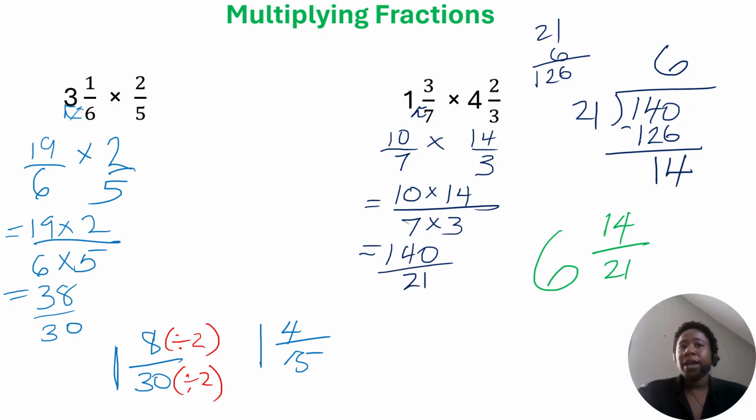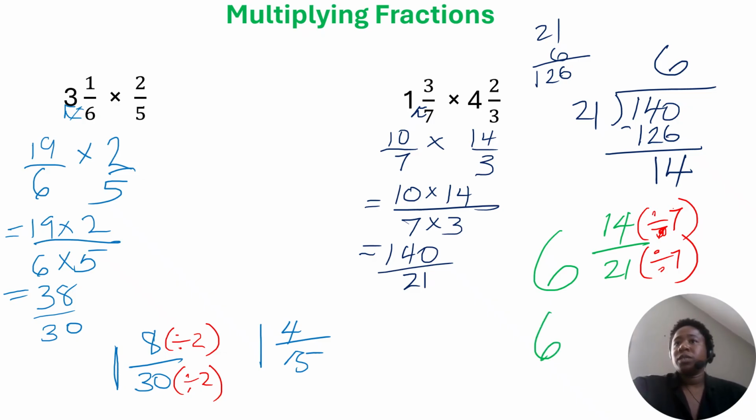When we look at the fraction part, we realize that we can further simplify this by dividing the numerator and the denominator by the same number. And if we divide 14 by 7 and 21 by 7, we should be able to simplify this fraction. So this will become, okay, 14 divided by 7 is 2, 21 divided by 7 is 3. So 1 and 3/7 multiplied by 4 and 2/3 is 6 and 2/3.